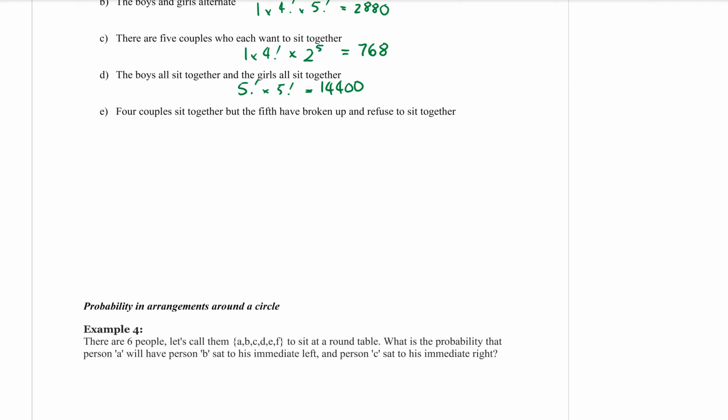Okay. Four couples sit together, but the fifth have broken up and want to make everything complicated. Four couples sit together. The fifth couple have broken up and refuse to sit together.